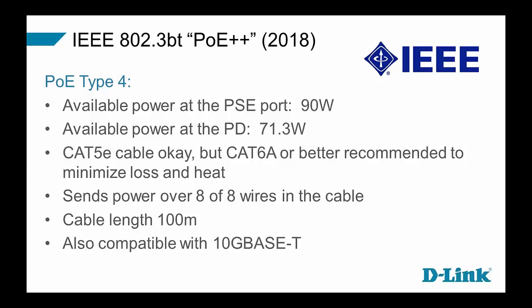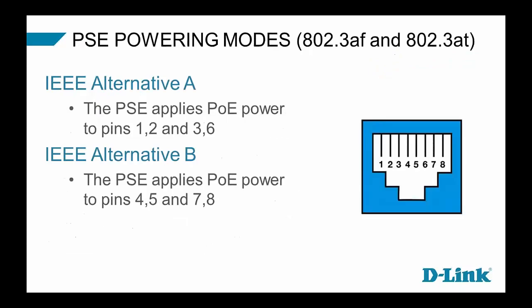With Type 4, again, we're using 8 of the 8 wires, or all 4 pairs in the cable are transmitting the DC power. Cable lengths of 100 meters are still supported, and Type 4 is also compatible with 10GBASE-T.